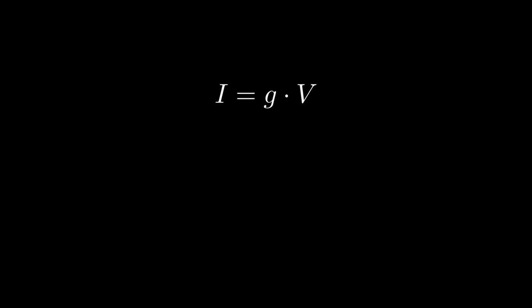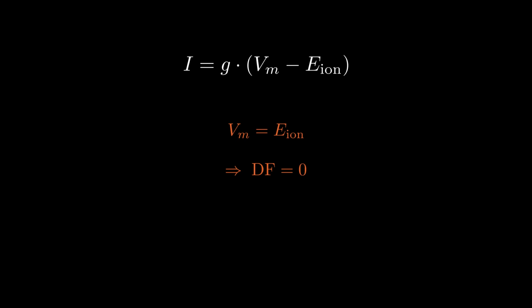Ohm's law states that the current equals conductance times voltage. For ion channels, the relevant voltage is not the absolute membrane potential. Rather, it is the driving force. So the current carried by an ion depends on the driving force. If the membrane potential equals the ion's equilibrium potential, the driving force is zero, and no net current flows, even if many ion channels are open. But if the membrane potential differs from the ion's equilibrium potential, then current flows. The amount of current is proportional to both the driving force and the conductance.